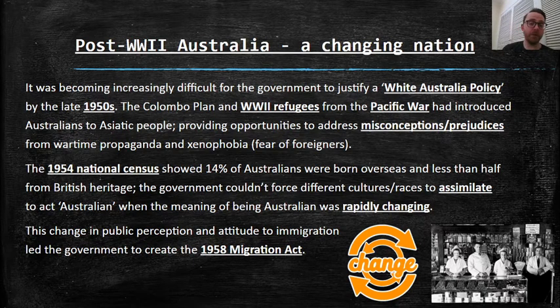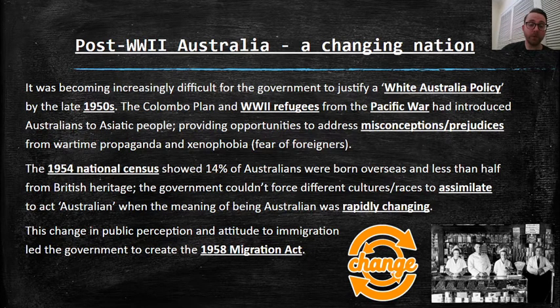It was a significant opportunity to address misconceptions and prejudices from wartime propaganda and xenophobia, which is a fear of immigrants, a fear of foreigners. The 1954 National Census, which is a big survey that basically says what's happening in the country, showed that 14% of Australians were born overseas, which doesn't sound significant, but it's millions of people. And less than half were British.